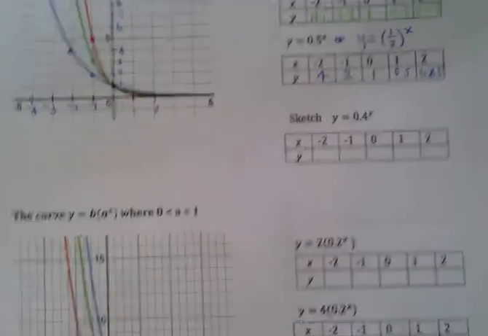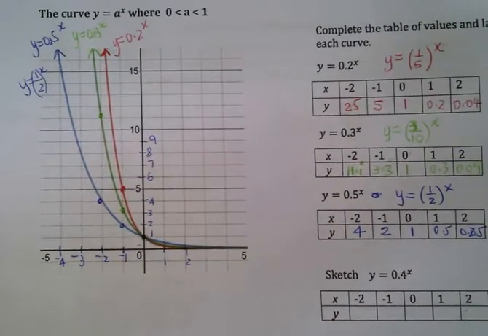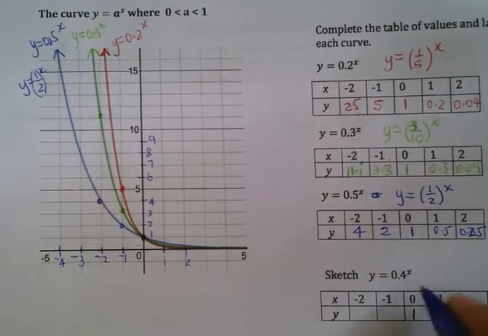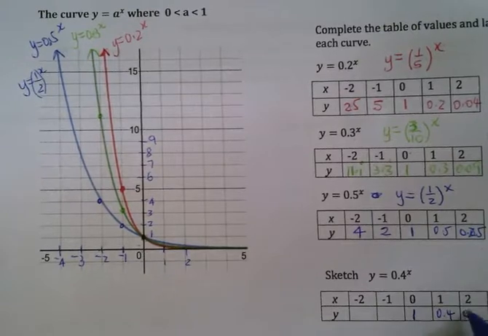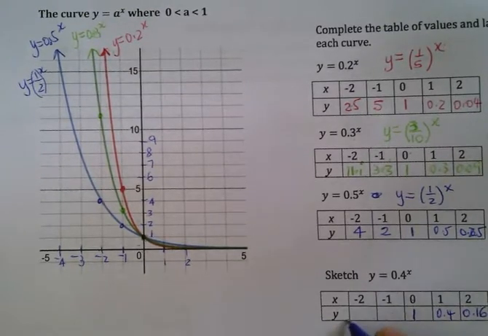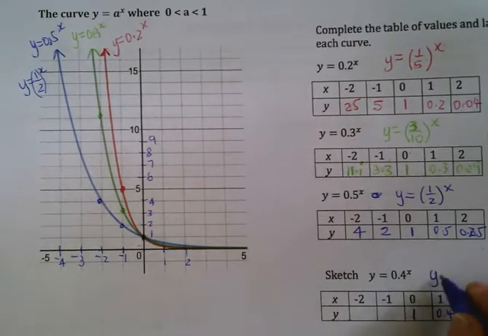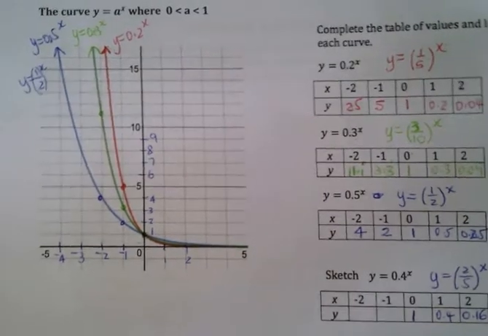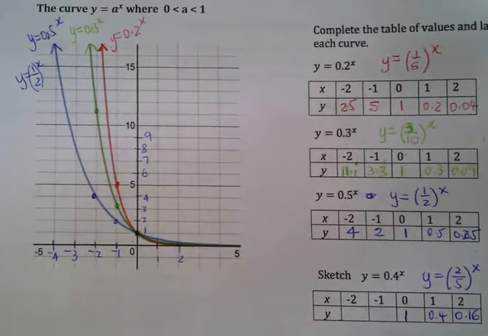So now we have to sketch y equals 0.4 to the power of x. Let's do that one in purple. When x is 0, y is 1. When x is 1, you get 0.4. When x is 2, 0.16. These are the negative ones, the ones that we need to look at closely. Remember, 0.4 is 4 over 10, or 2/5. That's how else you can see it written: y equals 2/5 to the power of x.